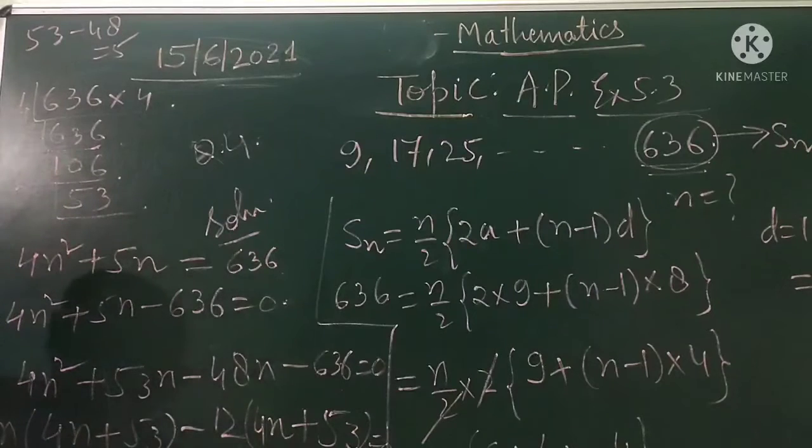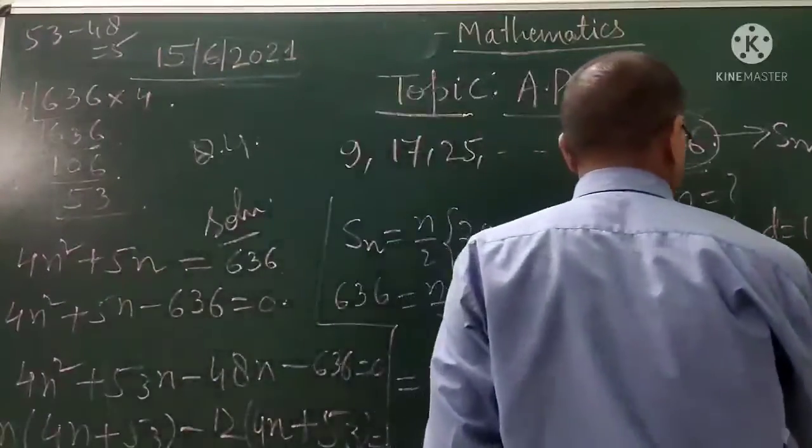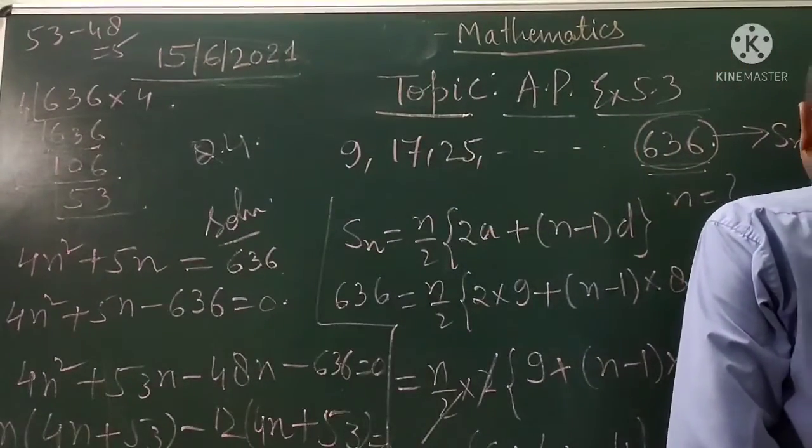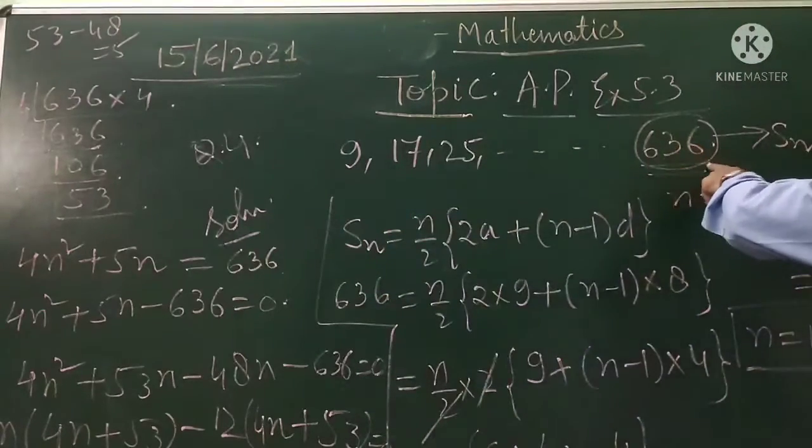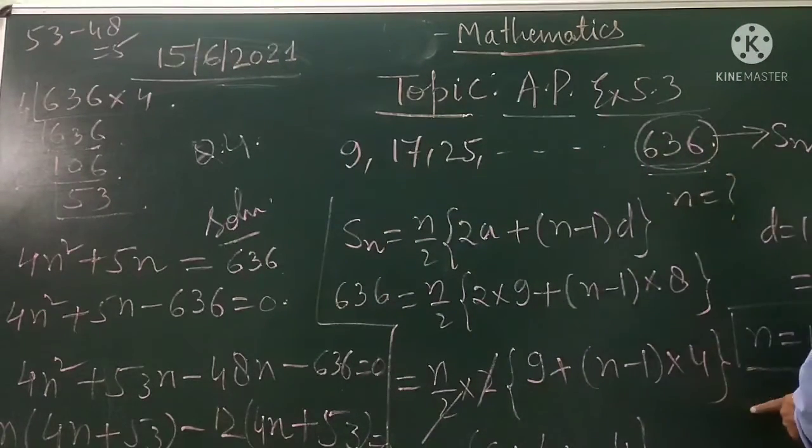Since n cannot be negative, the value of n is 12. So the answer is 12. How many terms do we take to get the sum 636? There are 12 terms.